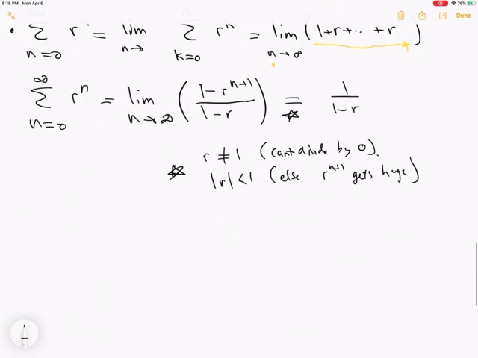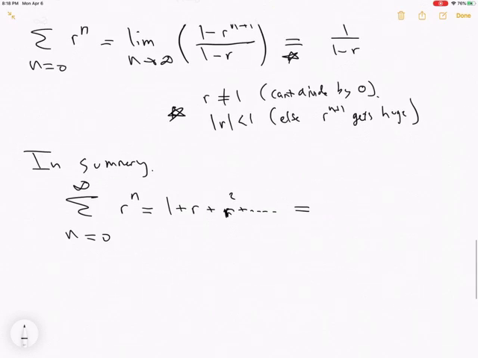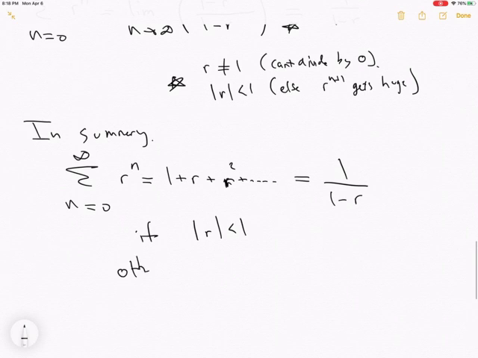So anyways, in summary, we have the geometric series, summation n goes from 0 to infinity of r to the n, which is 1 plus r squared on forever, is equal to 1 over 1 minus r if the absolute value of r is strictly less than 1. Otherwise, I misspoke, otherwise it is divergent.